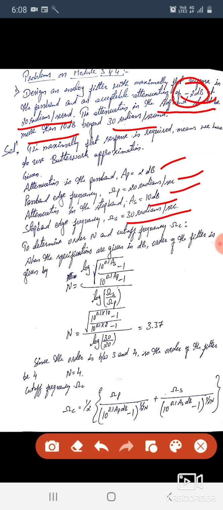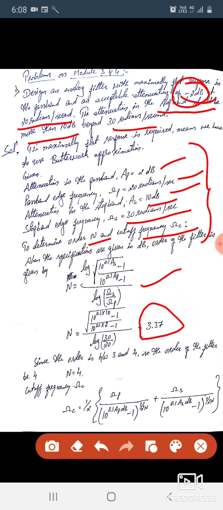Next, we have to determine our order and also our cutoff frequency. To find the order N, we are going to use this equation: N equals log of square root of (10 raised to 0.1 As minus 1) divided by (10 raised to 0.1 Ap minus 1), divided by log of omega s divided by omega p. We know all the values, just substitute here, you will be getting a value.